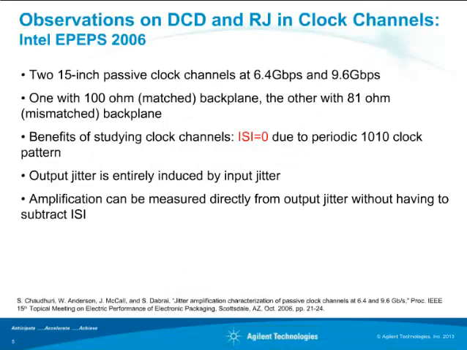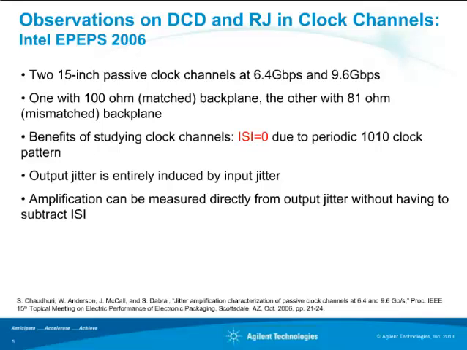Now let's review some measurement and simulation results of the effect. The effect was first reported by Intel in 2006 on DCD and RJ in a clock channel. In the paper, the authors studied two 15-inch passive clock channels at 6.4 and 9.6 gigabit per second data rates. One channel has a 100 ohm matched backplane. The other one has an 81 ohm mismatched backplane.